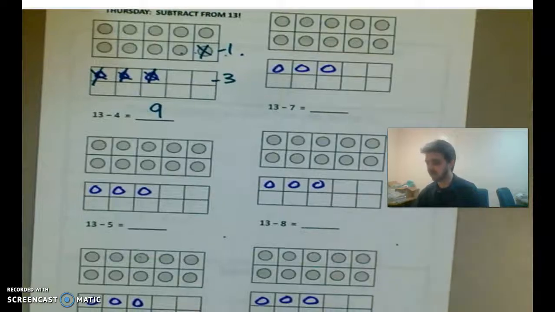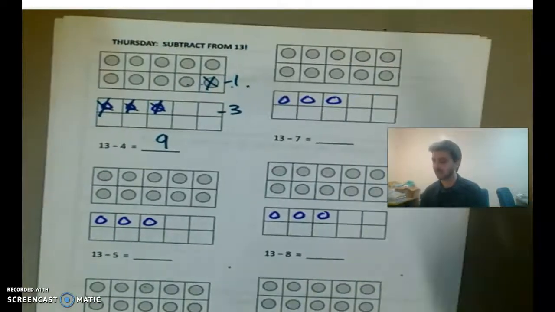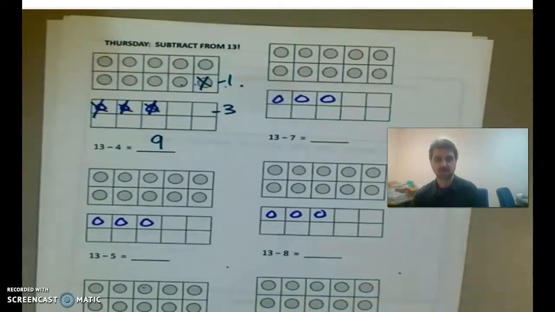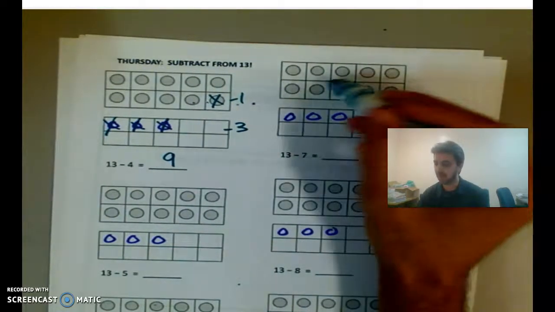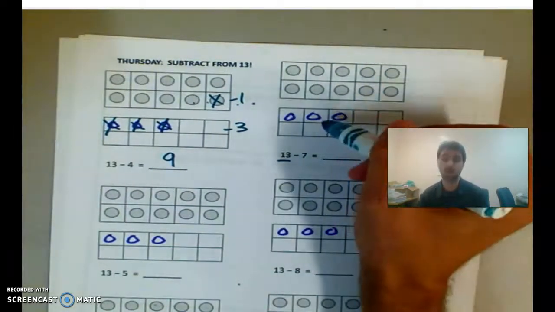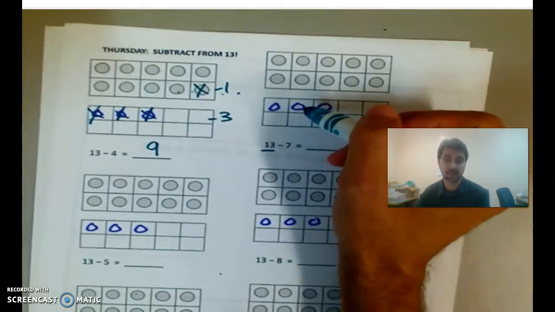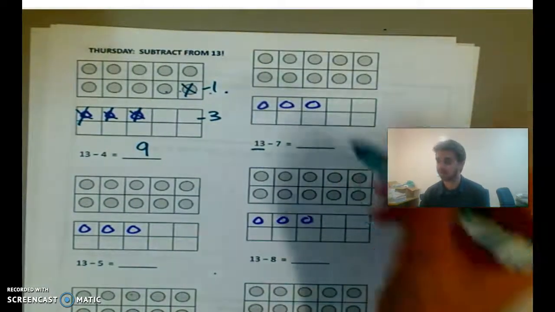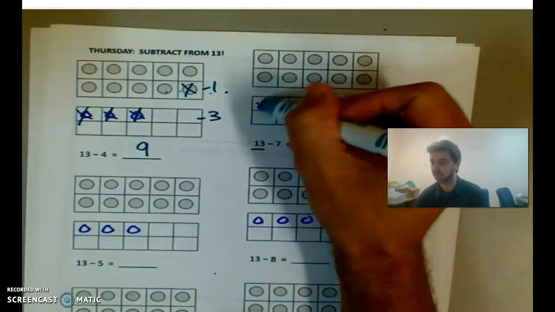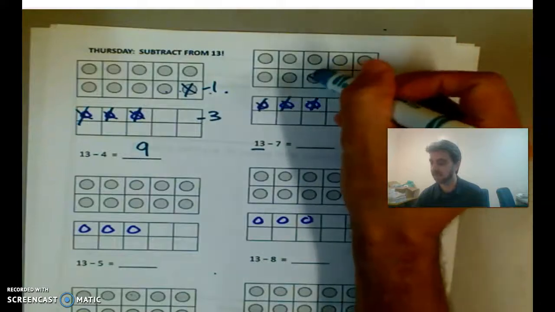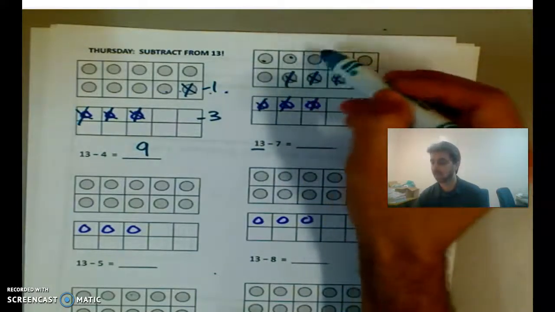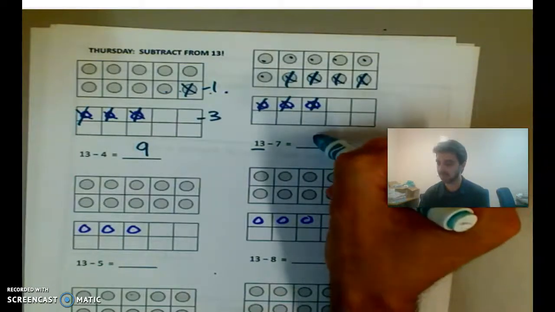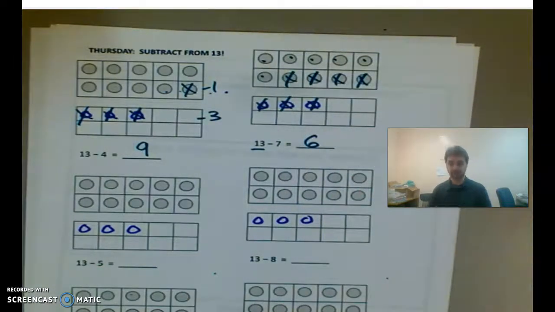You also worked on this yesterday. I want to review this for just a couple minutes. Okay, how did you do with this, boys and girls? So one way to do it, right, is to draw your 13 dots, or cookies, as I call them, and then you cross off 7. So I go 1, 2, 3, 4, 5, 6, 7. And then see how many are left. We have 1, 2, 3, 4, 5, 6. Okay? So that's one way to do it.